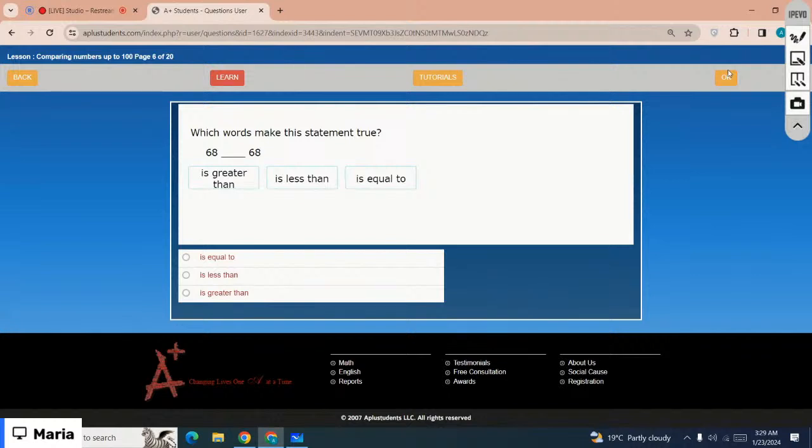Which words make the statement true? 68 and 68, which is the correct option? Yes, they both are exactly equal. 68 is equal to 68.